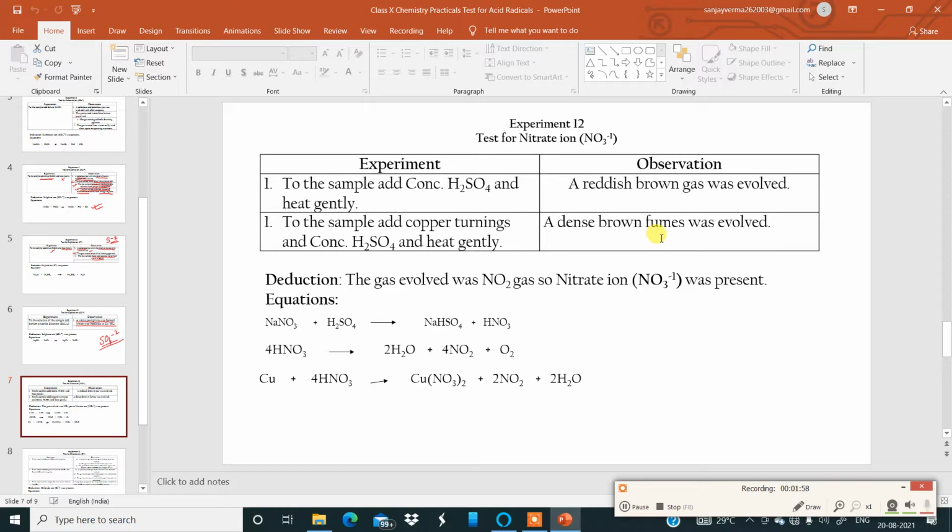Now, besides these two tests, I will show you one more test which is called the brown ring test. For class 10, the brown ring test is not done in the practical lab by you all, but we have to learn it in theory because it is there in chapter 7C, the study of compounds, nitric acid. I have already taught you the brown ring test in the theory lessons. Okay, now here we begin with the demonstration.